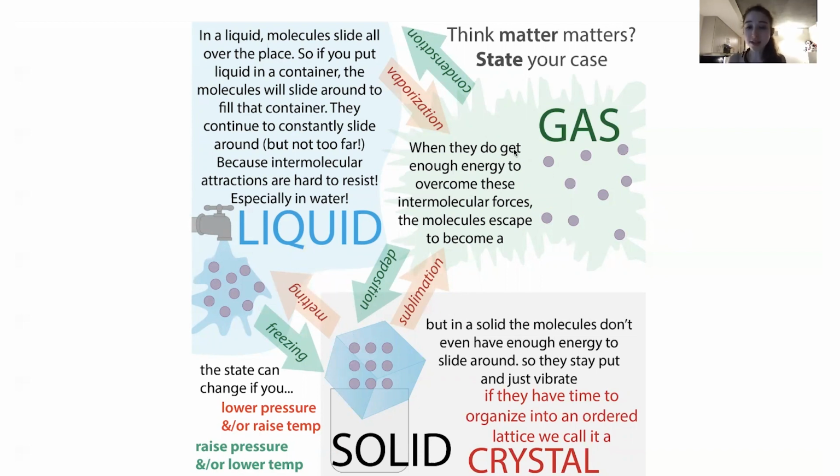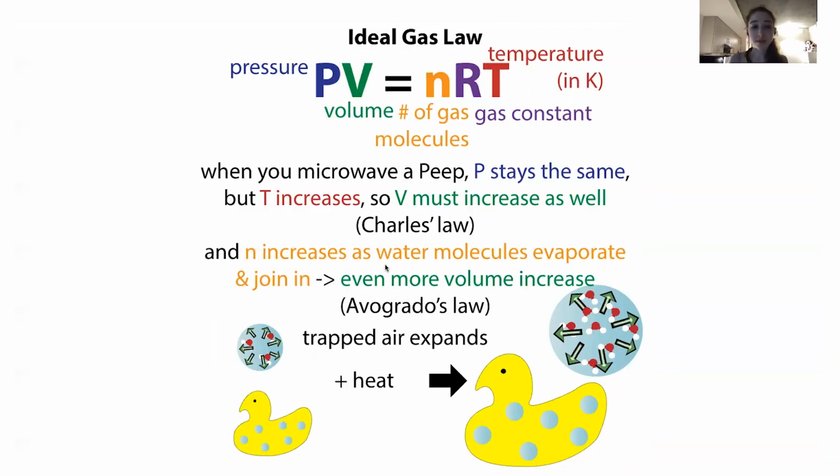And so the ability to become a gas is going to depend on how much energy they have, as well as how much energy is required. So how sticky are they to one another, and what's the pressure like? Are they hitting each other more frequently, running into things more frequently, and that sort of thing? It's going to be harder to become a gas at a higher pressure or at a lower temperature. So as you increase the temperature, the water molecules are going to evaporate and join in.